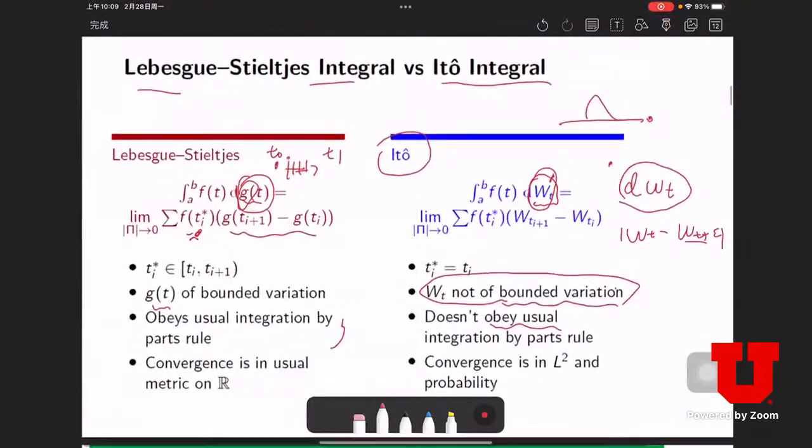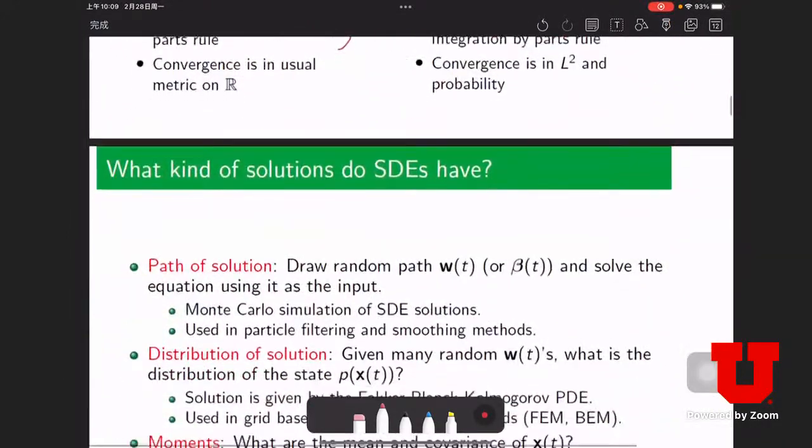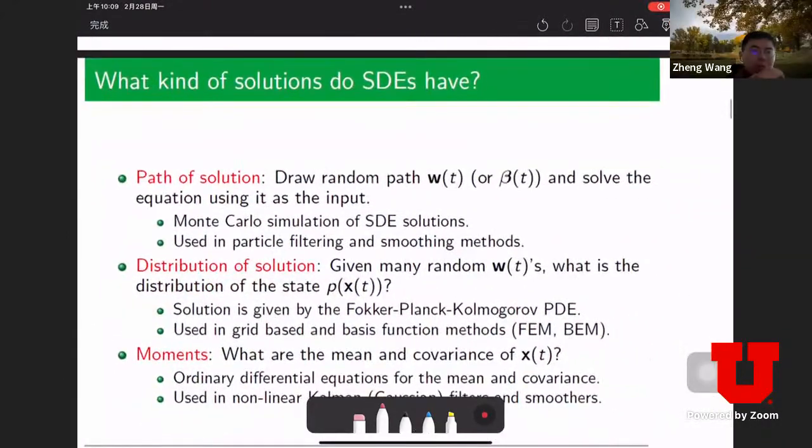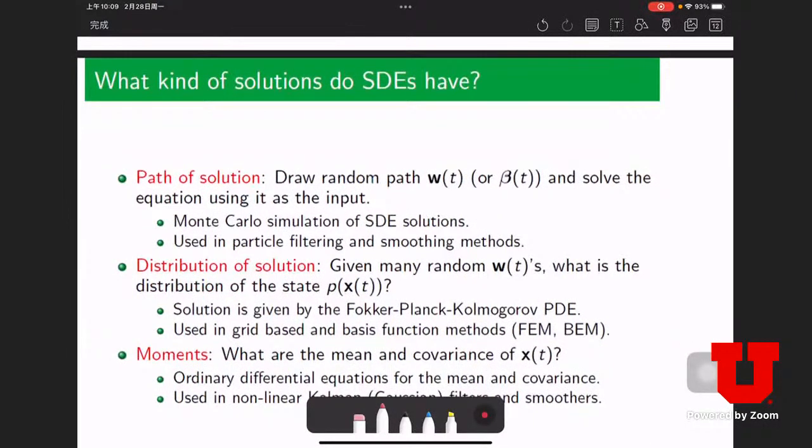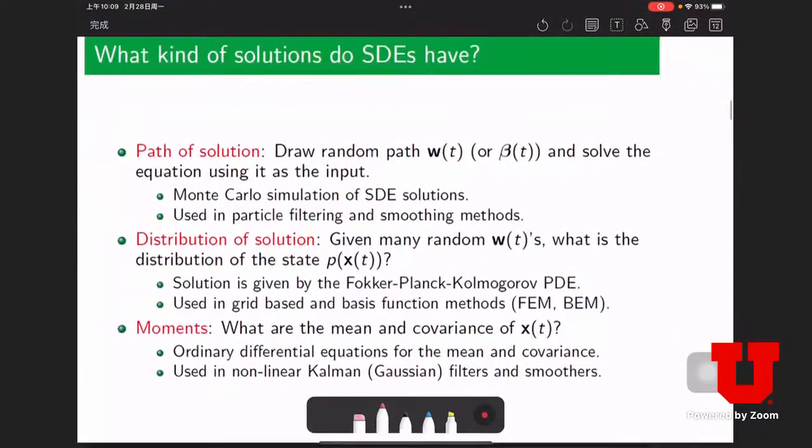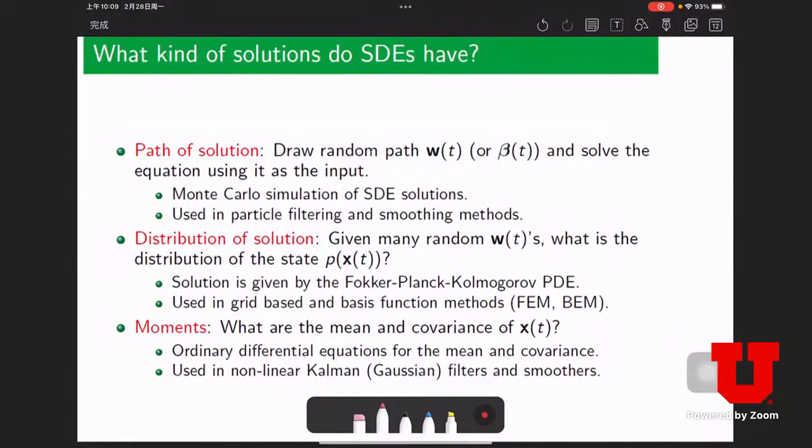And then given an SDE like this, what does the solution of the SDE look like? Because there is randomness in the SDE, its solution is never an exact function, but it has randomness. There are several kinds of solutions of the SDE. The first kind is called the path of the solution. Remember the WT is a random sample from some Gaussian. If we just draw the random sample WT and store it, then the SDE becomes deterministic.